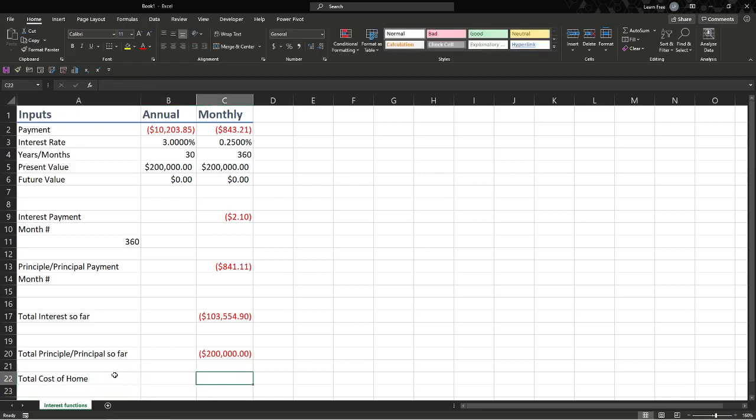So if you do that, total cost equals sum. We can click these. And that. So for that $200,000 loan, you paid a total of $303,554.90. That's why banking is such a good industry.